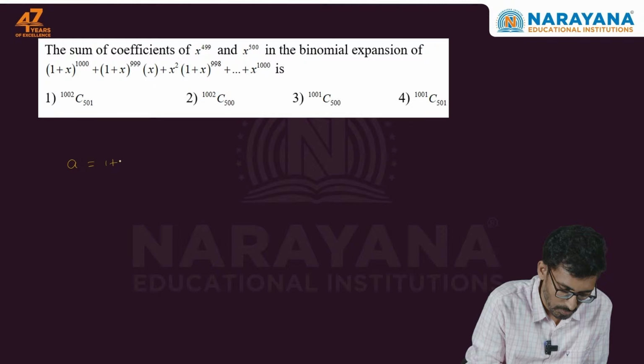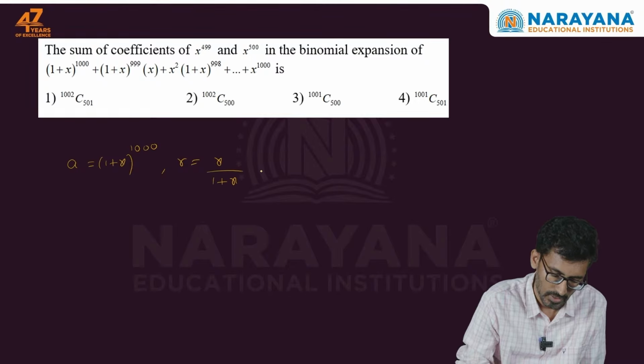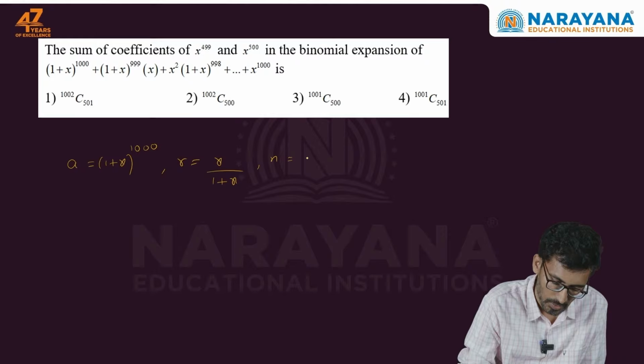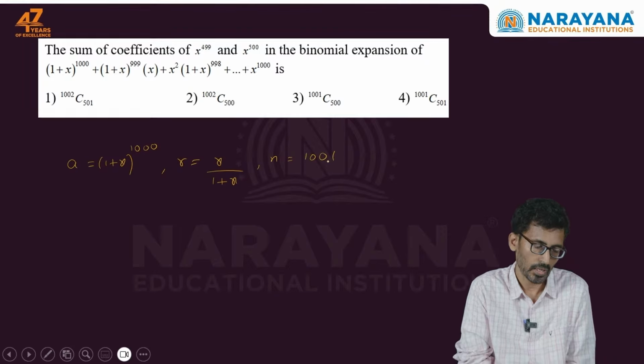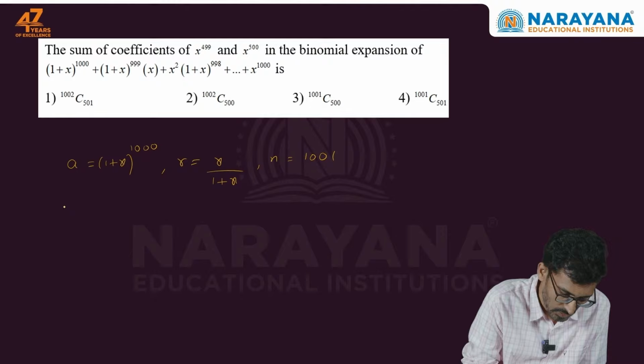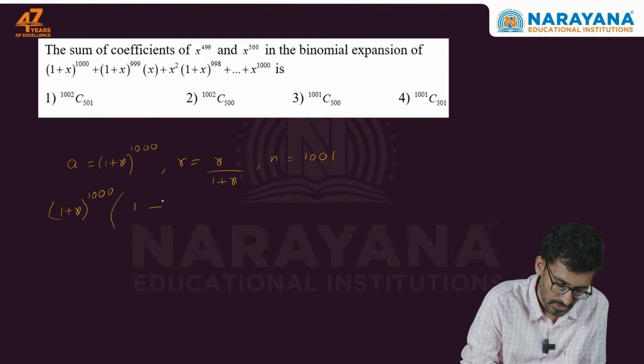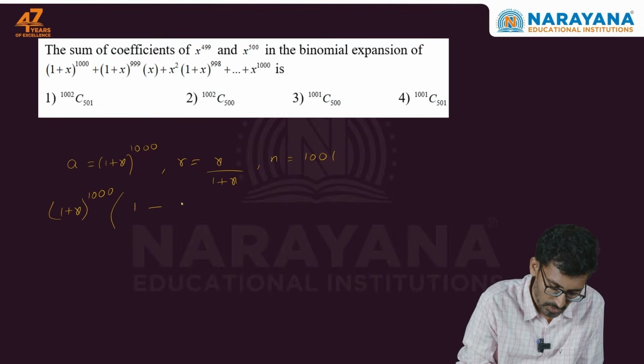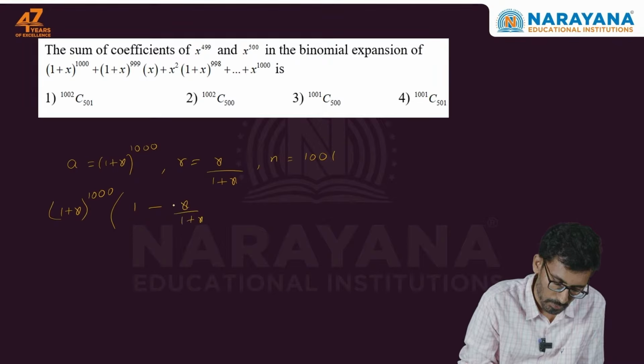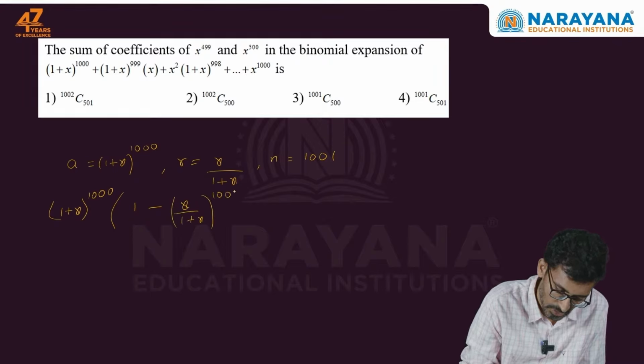A is equal to (1 plus x) whole power 1000. R is equal to x by (1 plus x). And here how many terms we have? N is equal to 1001. So here I am going to find the sum of this GP. So the formula is A into (1 minus R power n) by (1 minus R). So 1 minus (x by 1 plus x) whole power 1001 by 1 minus x by (1 plus x).